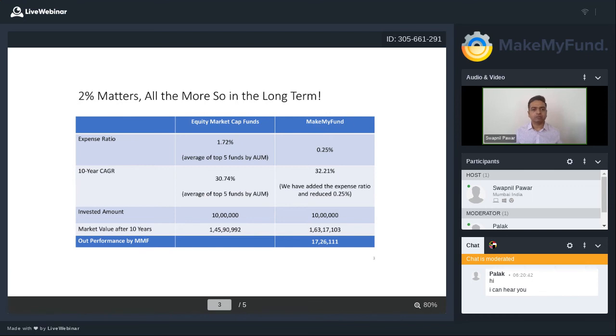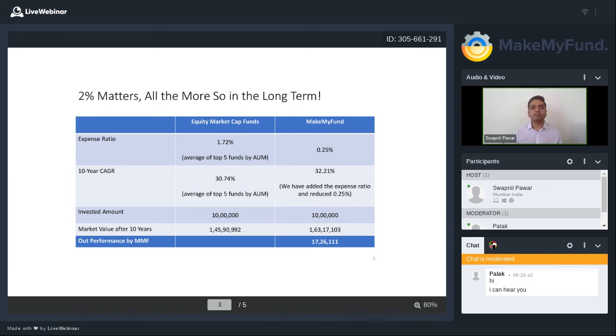I won't go through the numbers specifically, but suffice it to say that in a 10-year window, you could actually do as much as 30-40% in simple terms. If you have a 10 lakh rupee portfolio, it can be 4 lakh higher because you save 2% each year over the 10-year window. And what is crucial is, in general, we are talking about performance, right?